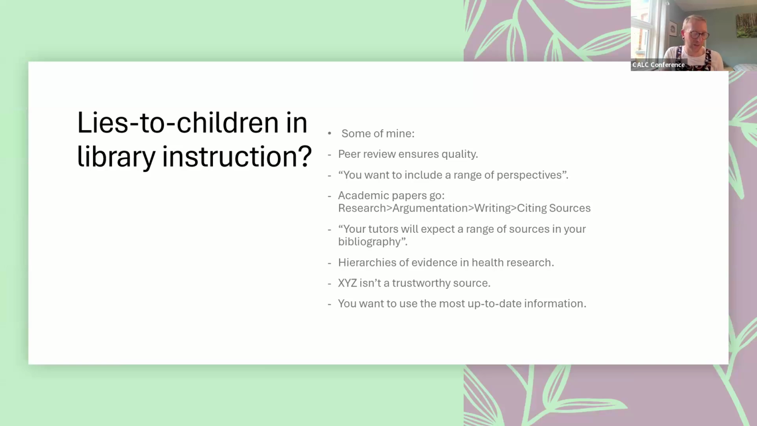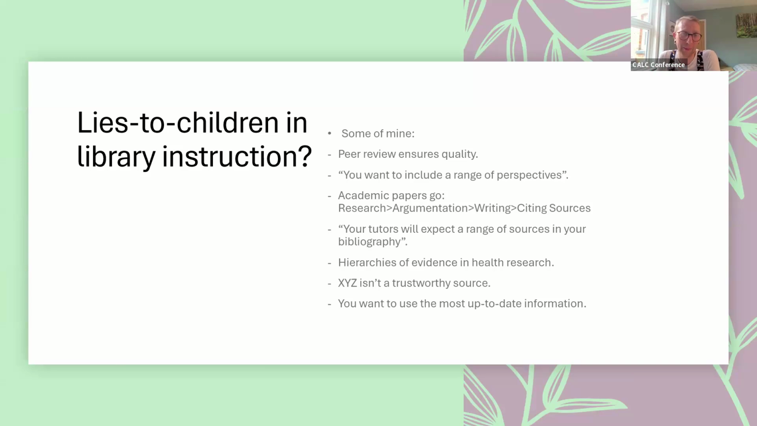So first of all, when I've been teaching in the library, I've definitely said things like peer review ensures quality. That's what peer review is for. It's a sign of quality and it means it's a quality study. Now, I know that to be inaccurate. Peer review does not guarantee quality. Mistakes make their way through. It might be a marker, but it's certainly not the be all and end all. But I will have said it at some point.